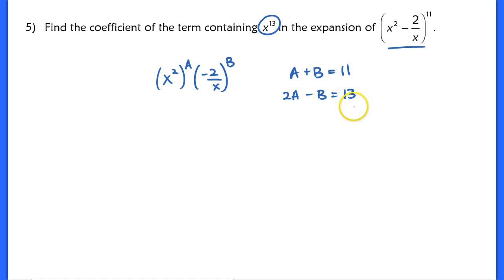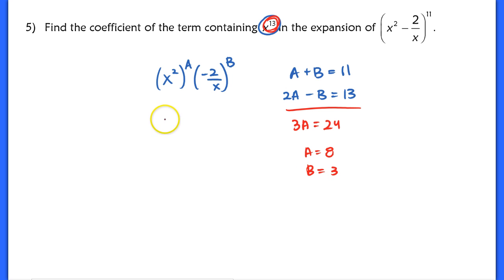If you're wondering where I'm getting this equation from, look at your exponents. I want to get 13 total for the x's. Notice I have x squared here, so my a will have to be taken into account. I have 2a, and then this x here, if I rewrite that, is x to the negative 1st power. If I distribute that b, it ends up being negative b. So that's where that equation comes from. Now to solve this, I have 3a equaling 24, so I'm just going to add these two lines together. a will equal 8, and therefore b will equal 3.